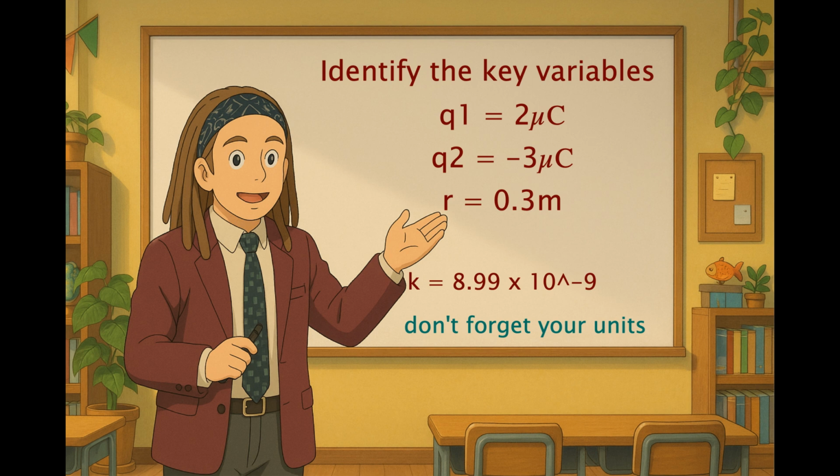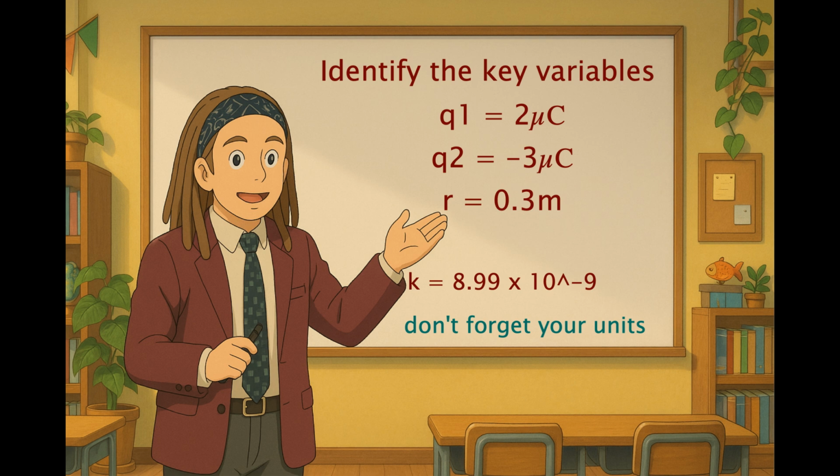Q1 is the charge of the first sphere, which is plus 2.0 microcoulombs. To work with our equations, we convert this to standard SI units. So plus 2.0 times 10 to the minus 6 coulombs. Q2 is the charge of the second sphere, negative 3.0 microcoulombs, which is negative 3.0 times 10 to the minus 6 coulombs. R is the distance between the spheres, given as 0.30 meters.